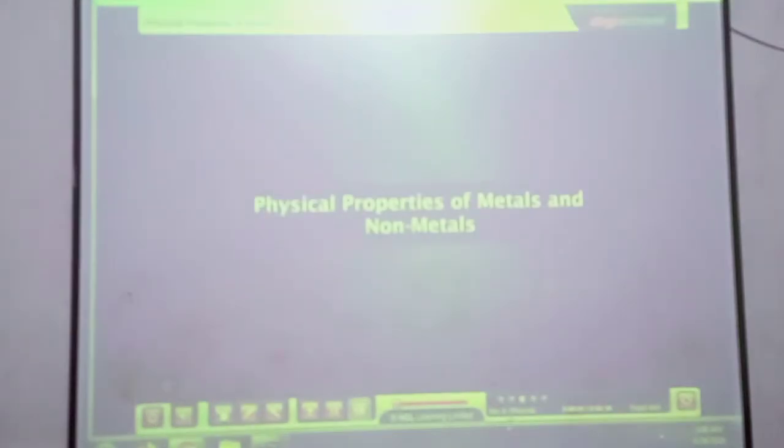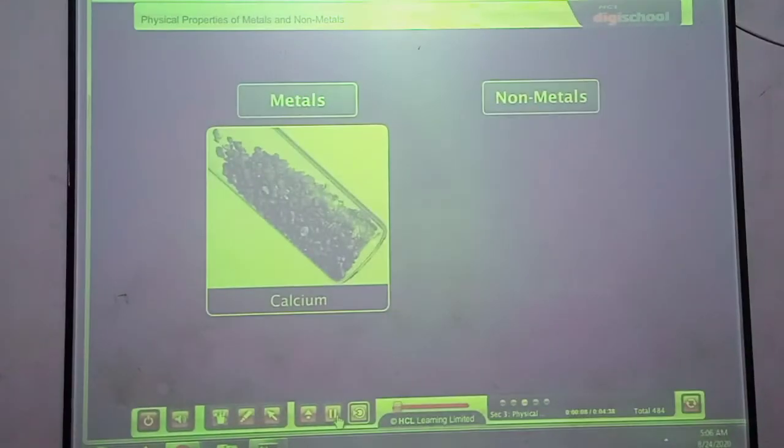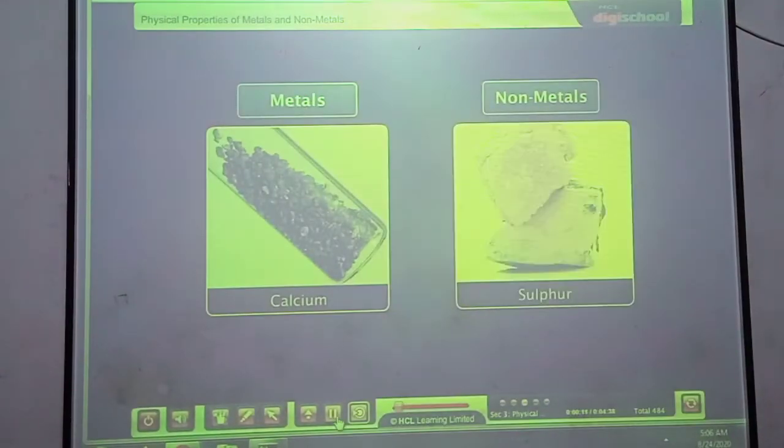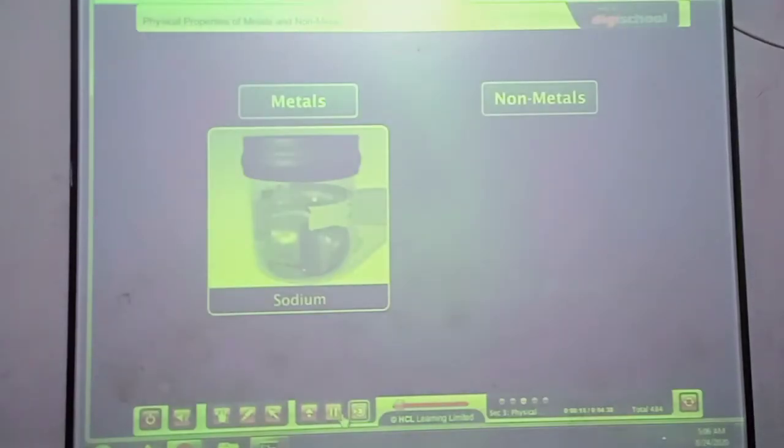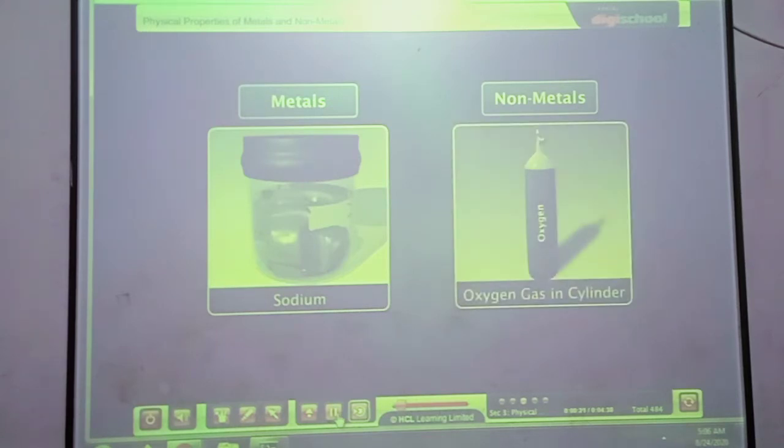So starting with the physical properties, let's see some examples of metals and non-metals. Calcium is a metal and sulfur is a non-metal. Sodium is a metal because of its reactivity with water. It should be kept in oil. Oxygen gas is a non-metal. It is a vital gas for living beings. You may have seen oxygen cylinders in hospitals.